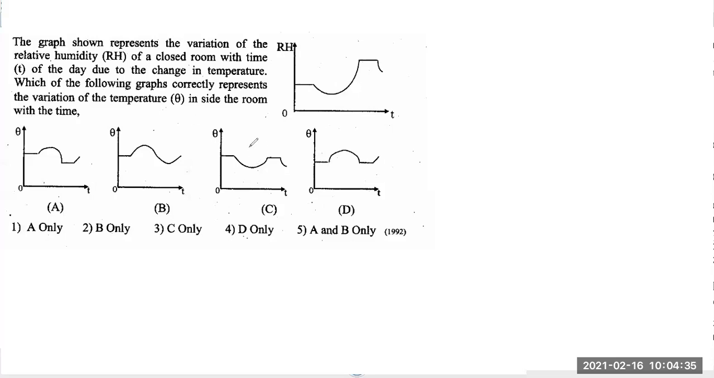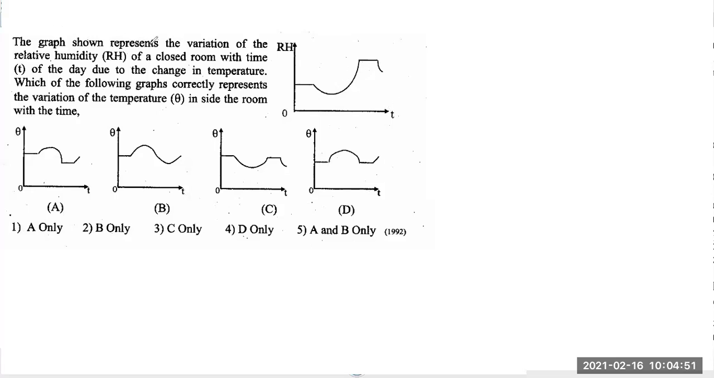Now the next graph question about humidity, relative humidity or absolute humidity. It is from 1992. Fine. So we are discussing all the graph related questions together. They have already given us a relative humidity versus time graph.